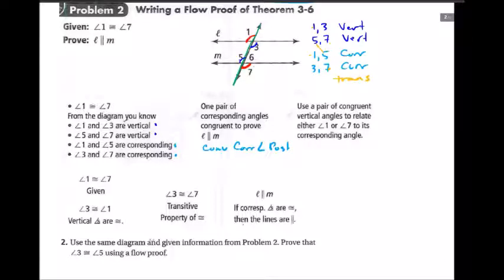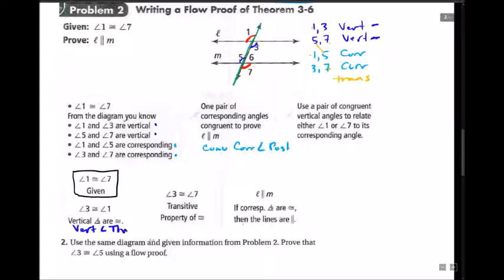So let's see what this looks like as a proof. We start out, of course, with our given. And now I have angle 1 is congruent to angle 7. Well, I need something that works with either angle 1 or angle 7, and it doesn't matter which. So I could choose either one of these up here. This is our vertical angles theorem. It doesn't matter which one we choose. They decided to go with angle 3 is congruent to angle 1.